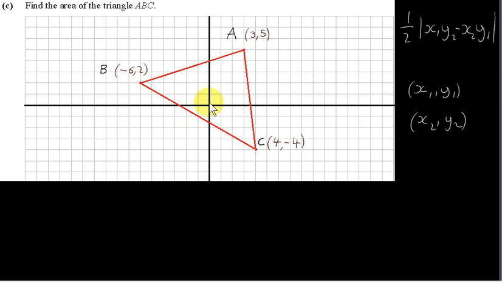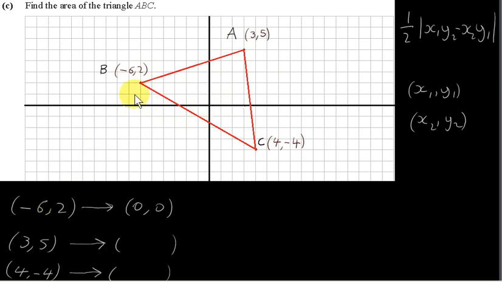We have to move this triangle. We have to move one of the corners to the origin. So what I will do is I will move the point minus 6, 2 to the origin. So how do we move minus 6, 2 to 0, 0? What happens to minus 6, 2 as it's moved towards 0, 0? Well, you can see that we'll have to move this point down 2 units, and we'll have to move it to the right by 6 units.